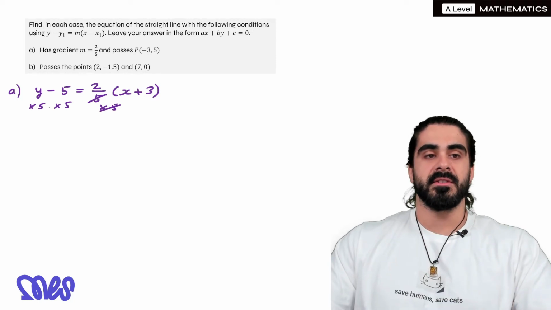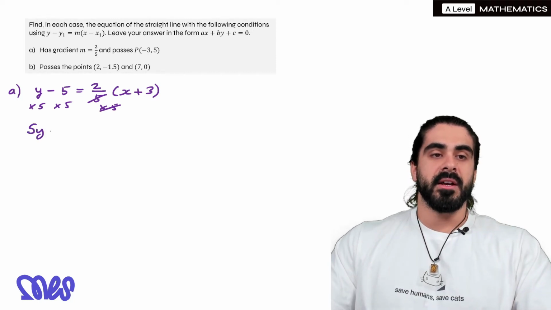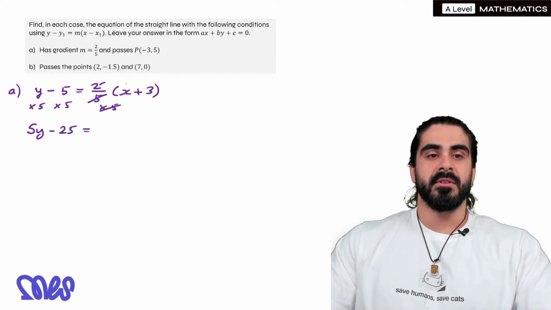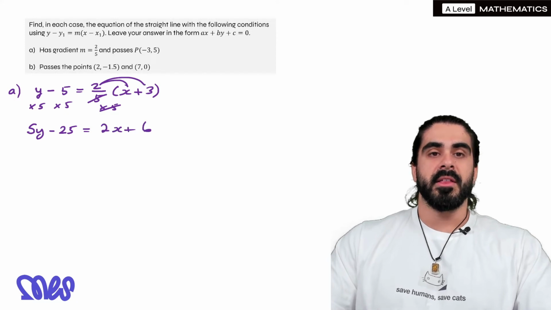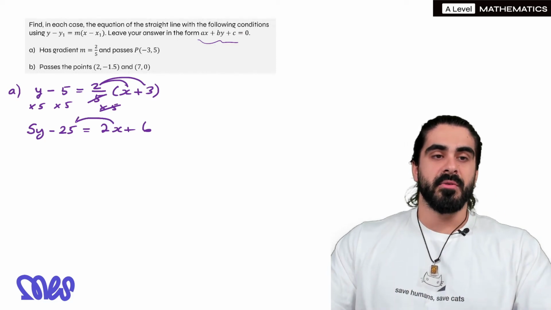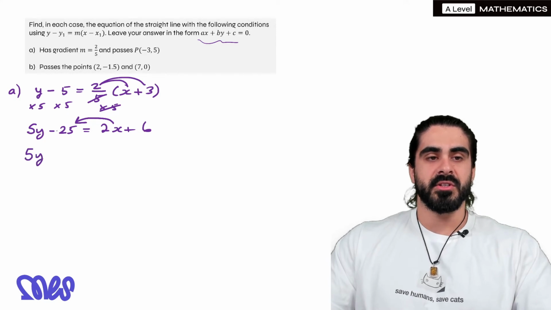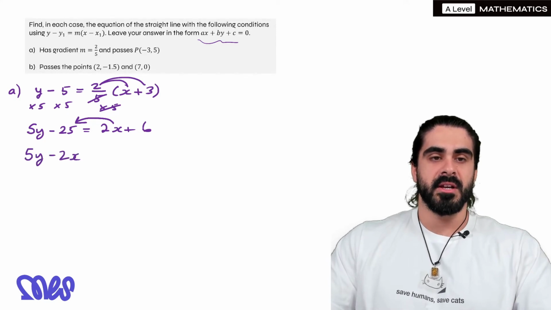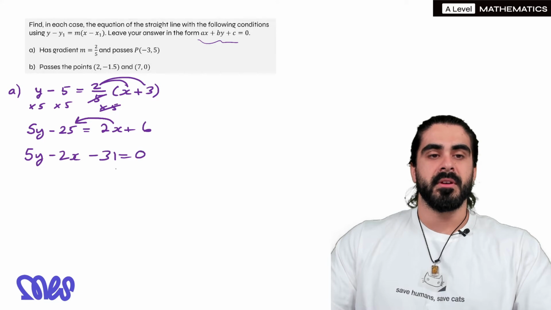Nothing else gets affected. So we're left with 5y minus 25. And because the 5 cancelled, we have 2x plus 6. Now they want it in the form ax plus by plus c is 0. So you just move everything to one side and make it equal 0. I like to move everything to the left side. That's just habit. So 5y, 2x goes to the other side to make minus 2x. 6 goes to the other side, so we do minus 25 minus 6 is minus 31 is 0.